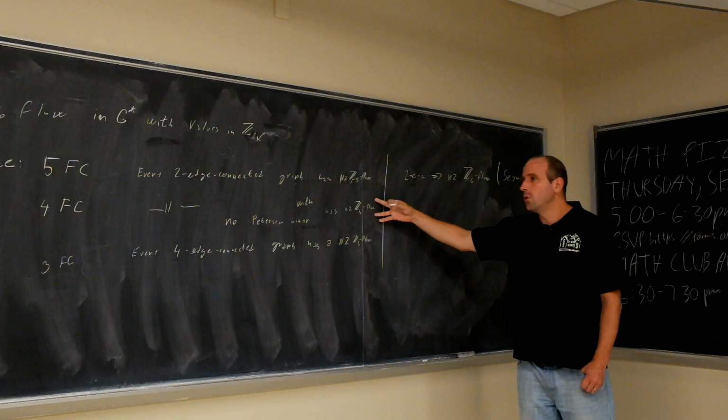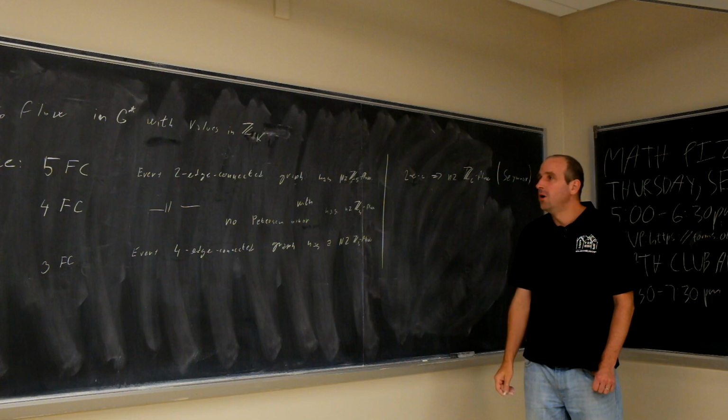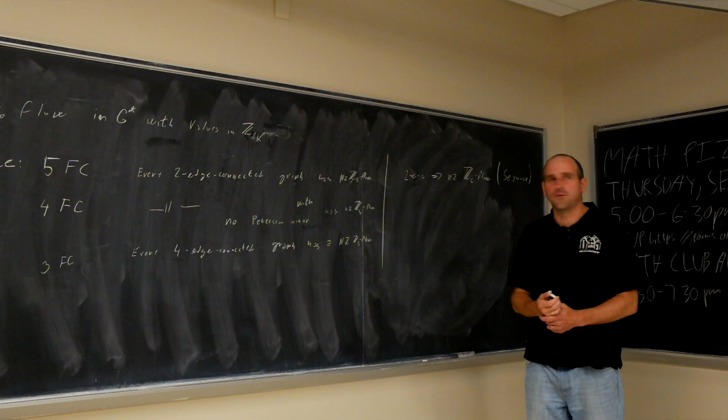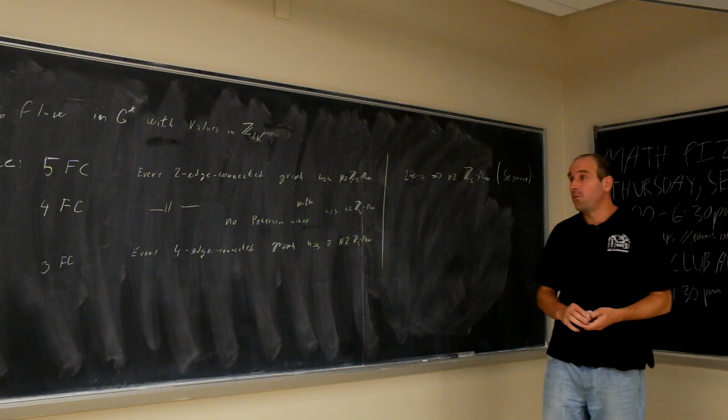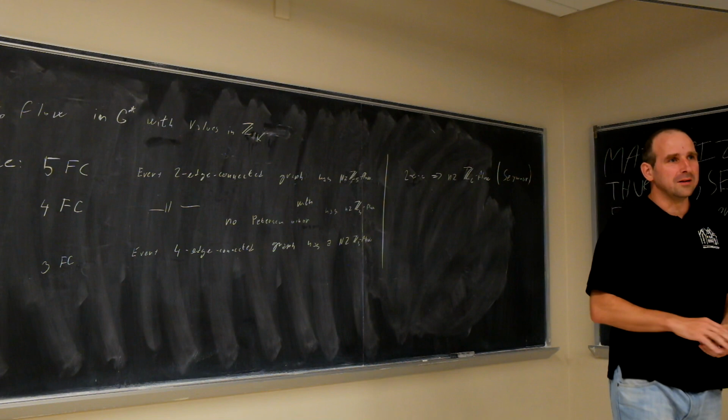For the 5-flow conjecture, the best result is probably that it's true for graphs of maximum degree at most 3, which is actually quite a difficult result. It was started in the 1990s by Robertson, Seymour, Sanders, and Thomas, the guys who made the nicer proof of the four color theorem.